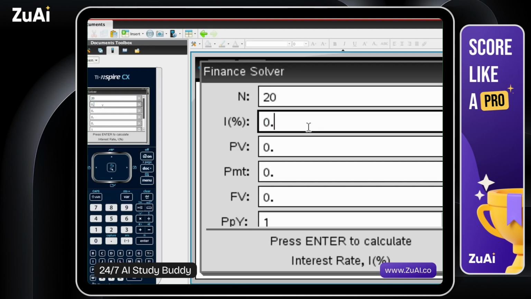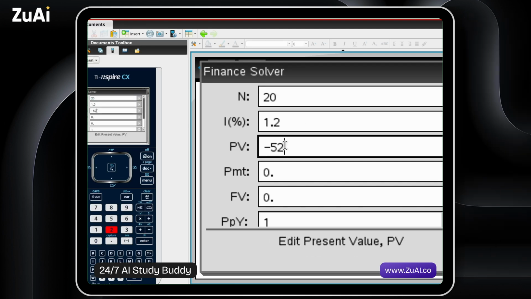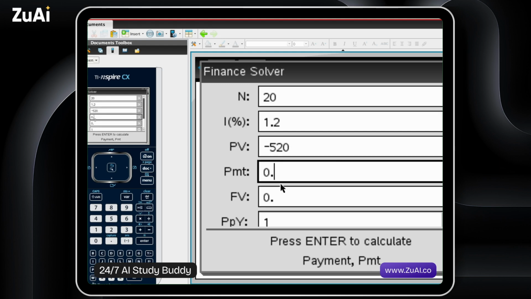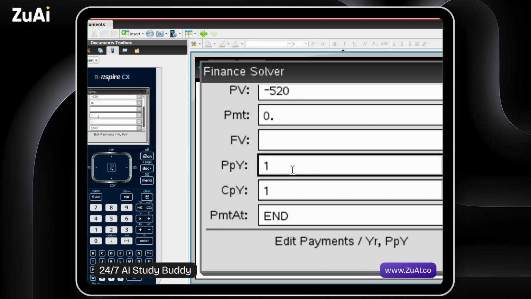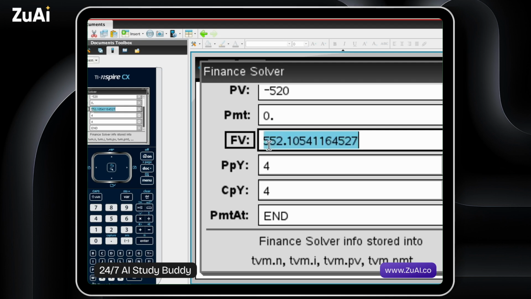So 20 payments, 1.2, present value, money flowing out. It's not making any payments. The final value is what we're interested in, so let's leave that empty. Payments per year and compounding periods per year, we'll keep these the same in this case. If we're not making any payments and we're just looking for compound interest, keep PPY and CPY the same. Alright, final value, $552.1054 or so.